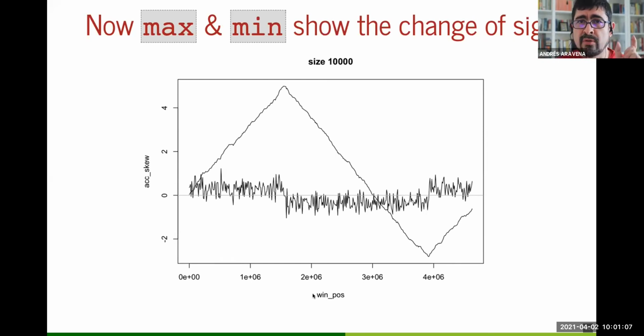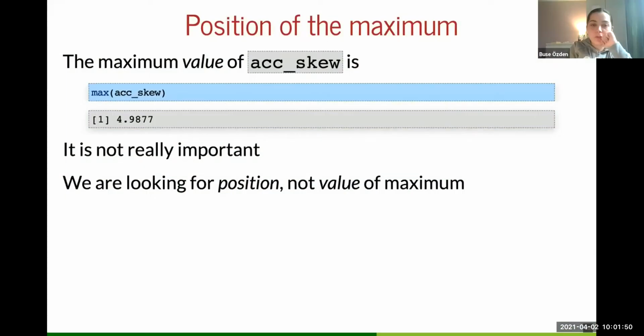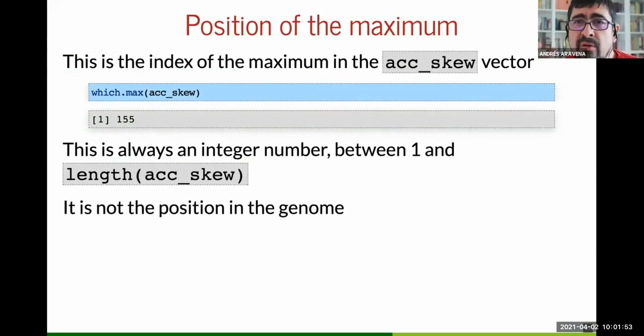The positions of the window allowed you to get the second vector with the skew, and then using that we got the accumulated skew. Then we get the maximum and minimum, and we get the index of the maximum and minimum, and we have to use that index in which vector? If we are looking for the position, which of all these three vectors has a position? Win pos. Win pos is the only vector that makes sense.